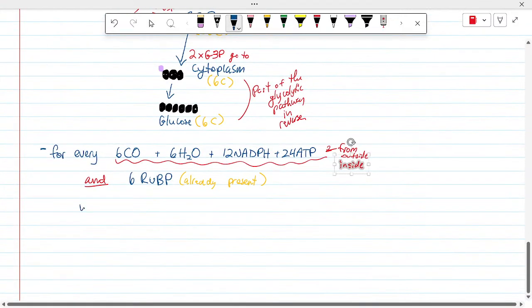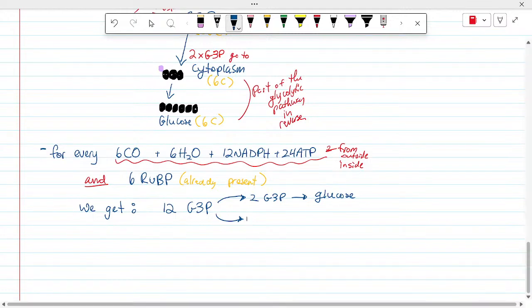What do we get? Well, we get 12 G3Ps, which branch off, and 2 of the G3Ps become a glucose, or potentially a fructose or whatever, but the most common mechanism is the production of glucose, but there's certainly more, right? And then 10 of those G3Ps become 6 RUBP, which you'll note is what we started with, right? That's why we can say those are already present.